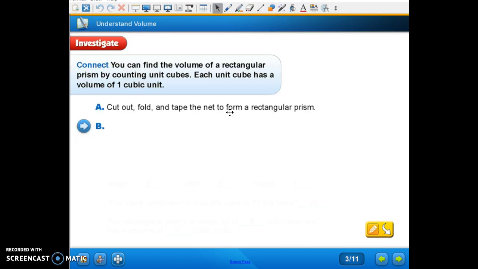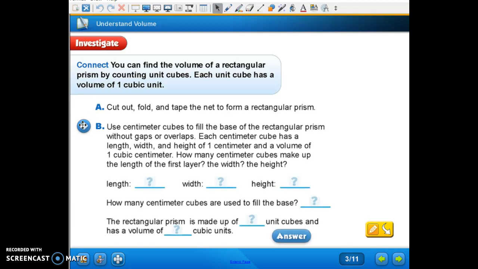Okay, so I have taped and folded this little box that, if it had a lid, would be what? A rectangular prism. Use centimeter cubes to fill the base of the rectangular prism without gaps or overlaps. Each centimeter cube has a length, width, and height of 1 centimeter and a volume of 1 cubic centimeter. How many centimeter cubes make up the length of the first layer, the width of the first layer, and the height of the first layer?